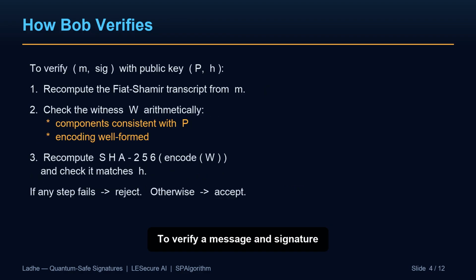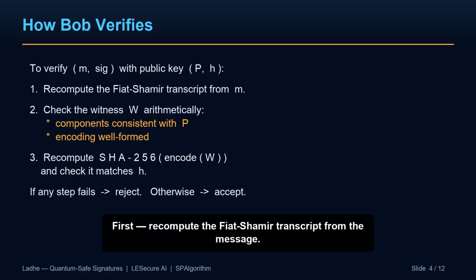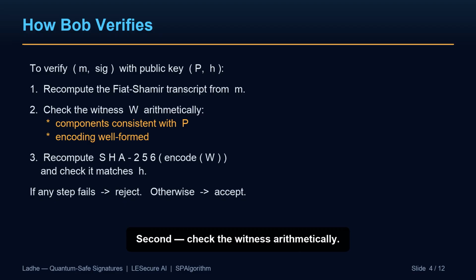To verify a message and signature against the public key, Bob does 3 things. First, recompute the Fiat-Shamir transcript from the message. Second, check the witness arithmetically.